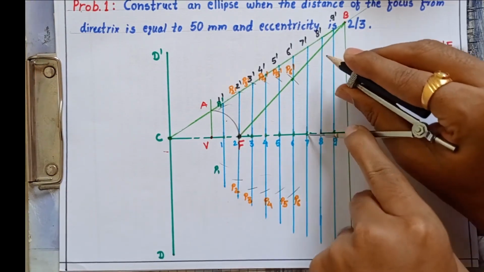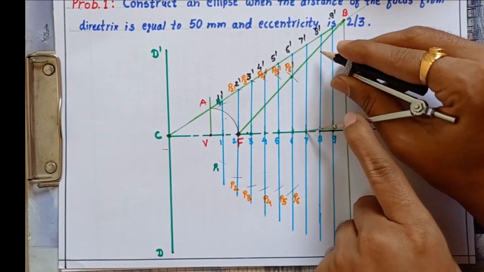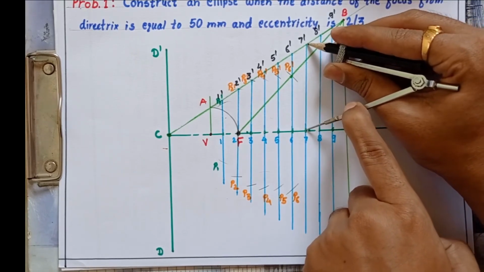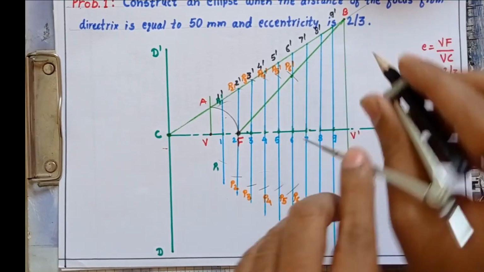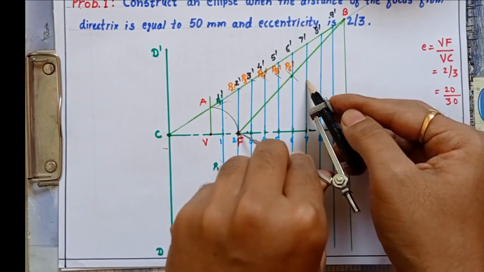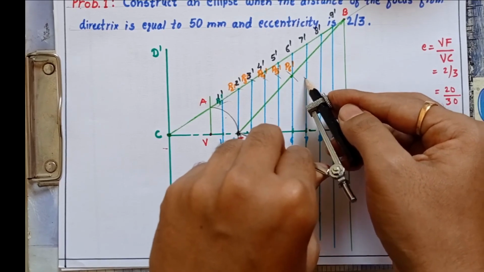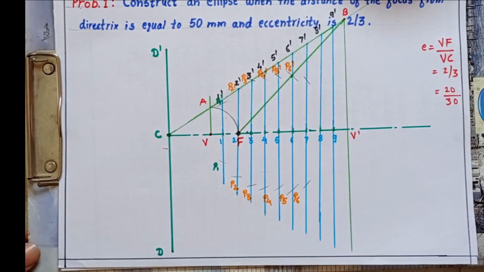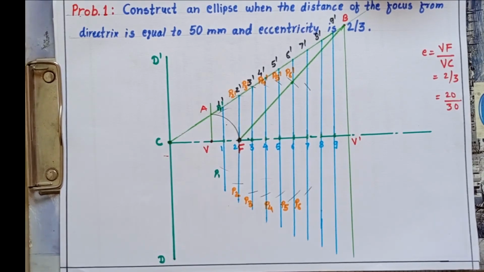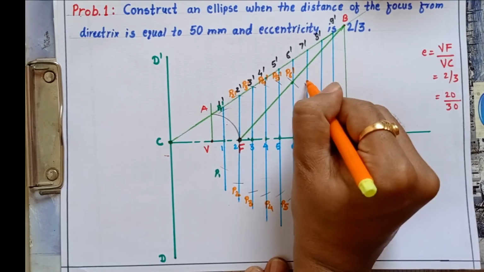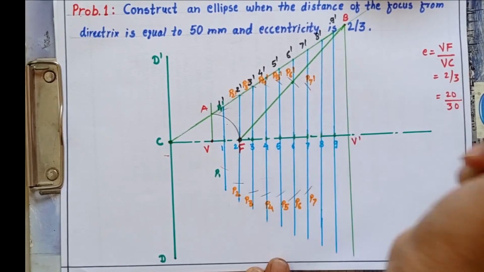Next, carry the distance from point 7 to 7 dash, again with F as a center. Cut the line passing through the points 7 and 7 dash, that gives you P7 and P7 dash. This is your P7 and this is your P7 dash.